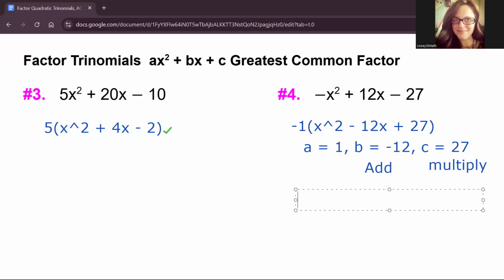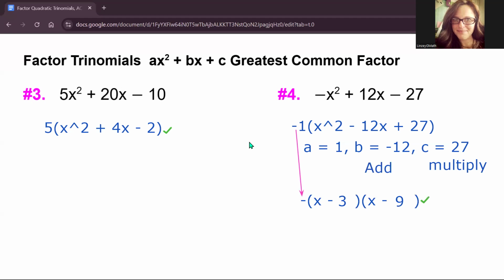Both numbers will be negative, since they add to a negative. Two negatives multiply to a positive. Multiplies to +27. Yes, -3 and -9. And -3 plus -9 adds to -12. And don't forget the -1 that you factored out earlier.